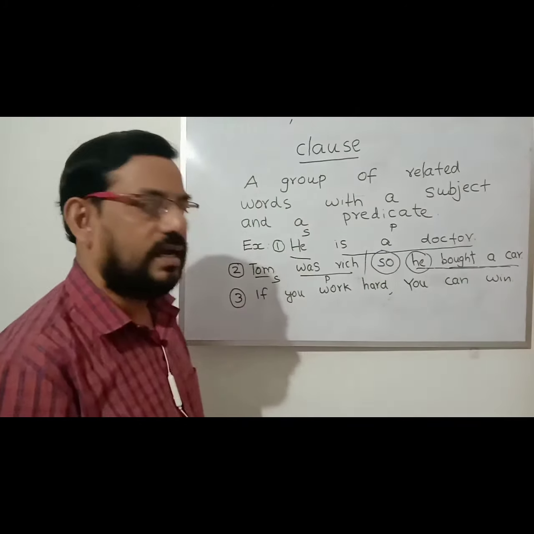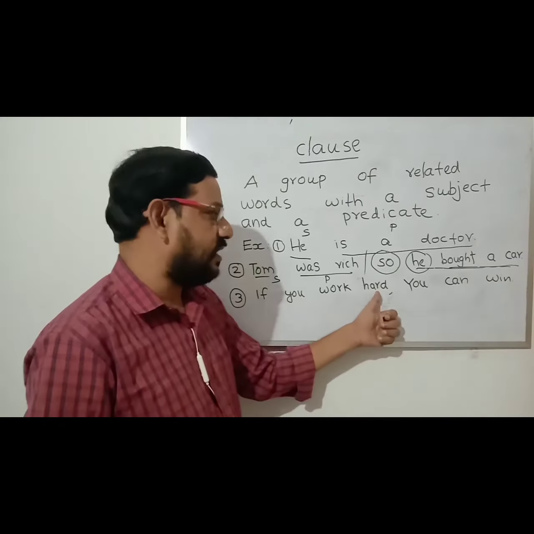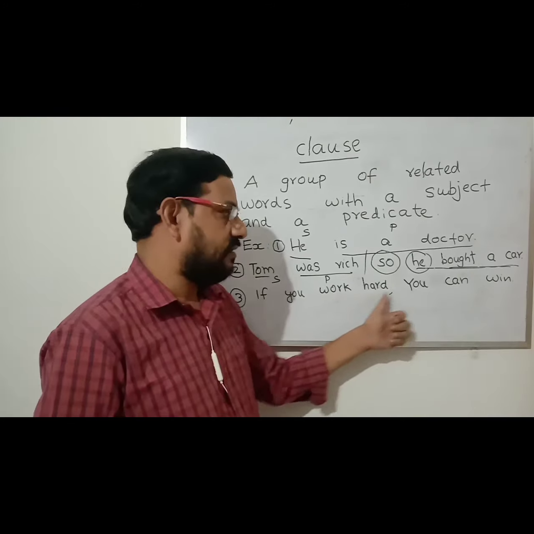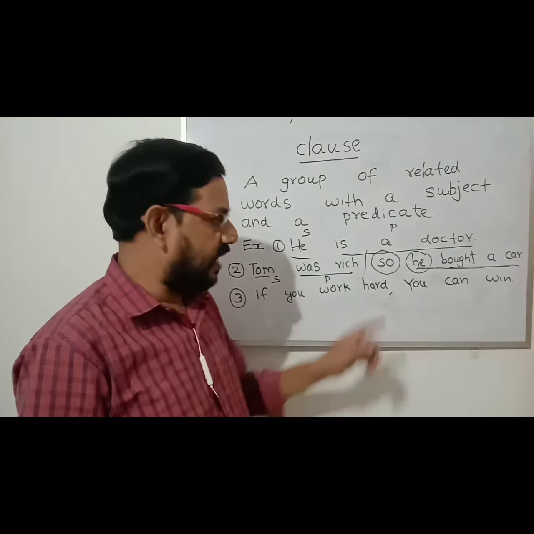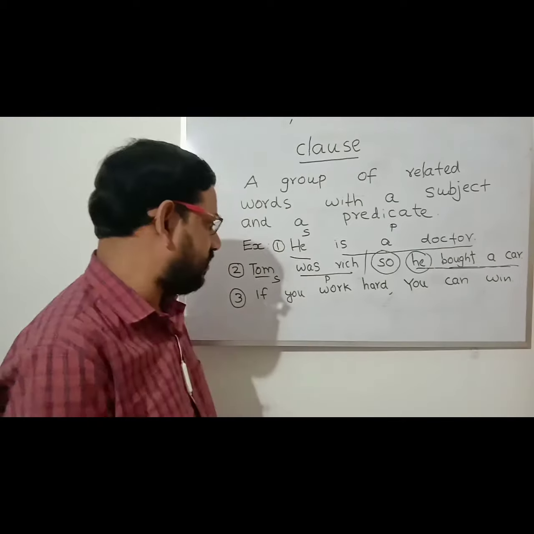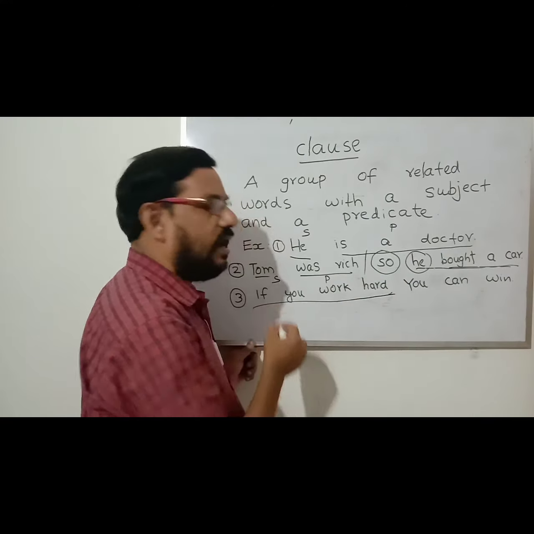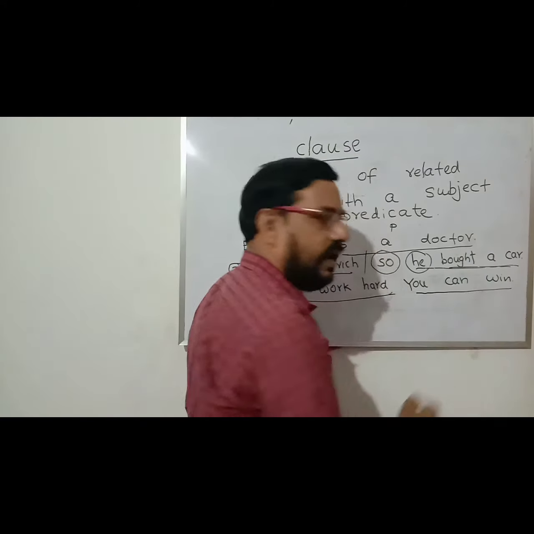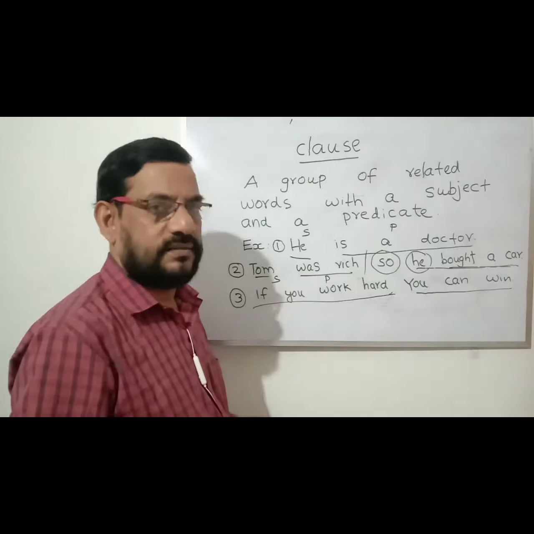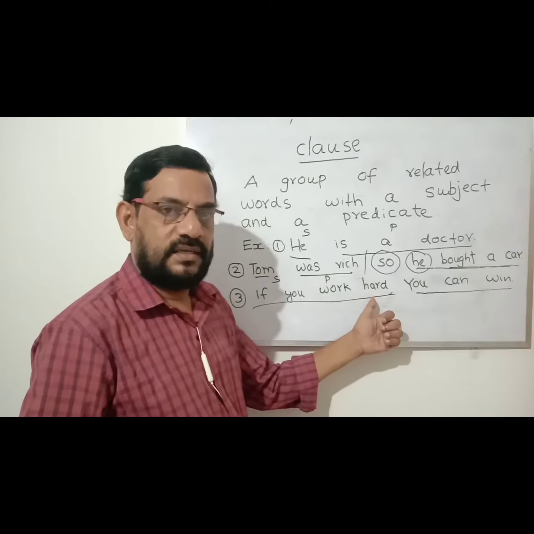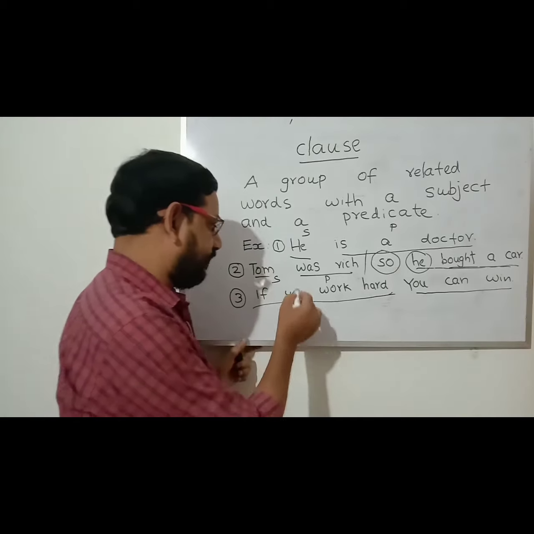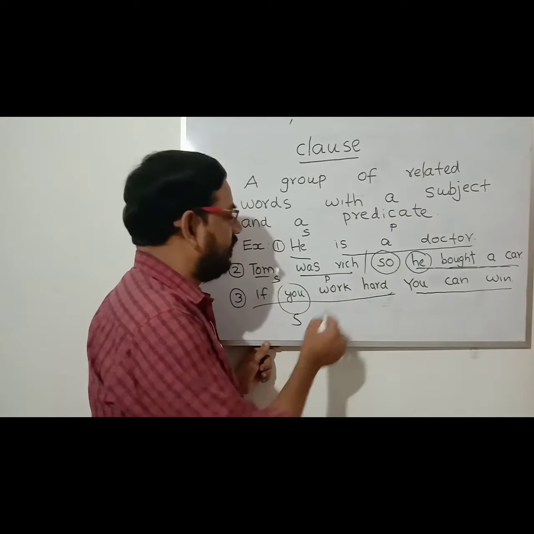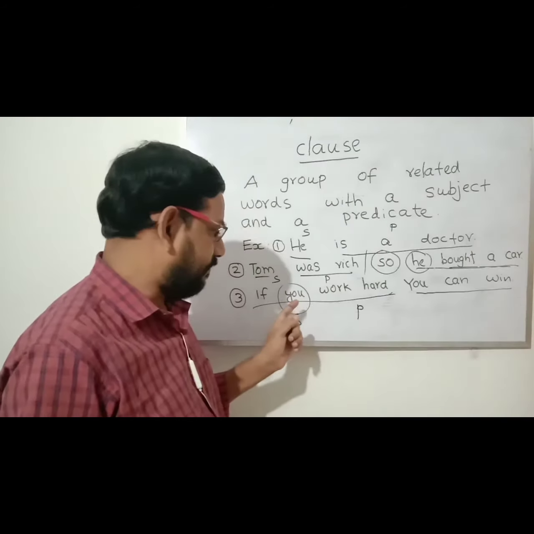Okay? Now we can move to the third example: if you work hard, you can win. I will repeat, if you work hard, you can win. There are essentially two parts in this long sentence. The first part is, if you work hard. After a pause, we will say, you can win. Check each part. The first part is, if you work hard. We can check whether there is a subject. Yeah, you. That's the subject. Work hard is the predicate. Subject is there, predicate is there.